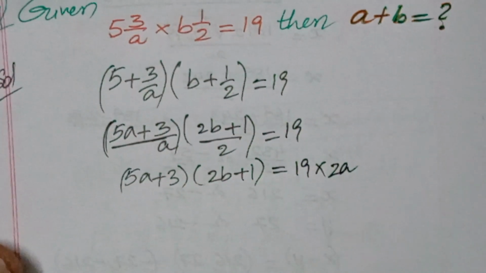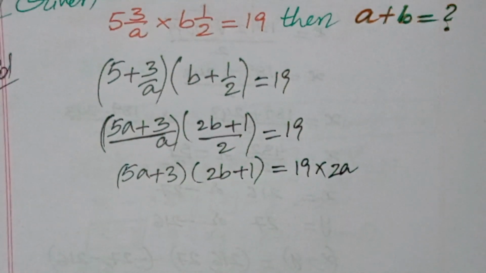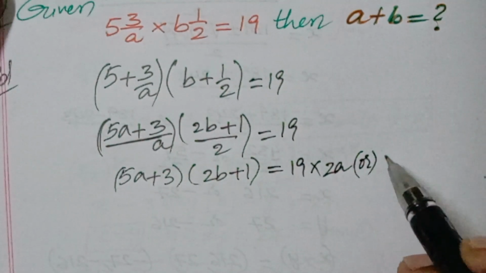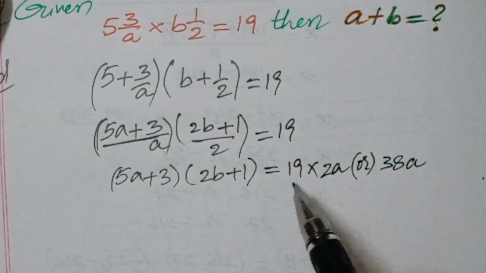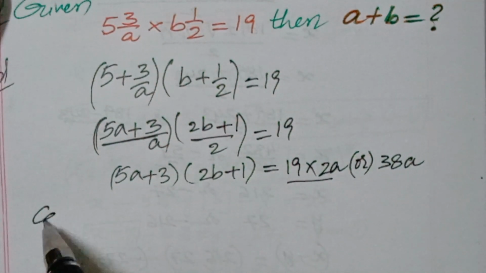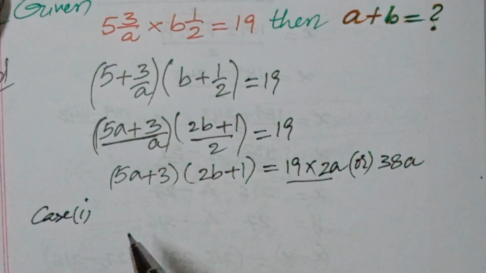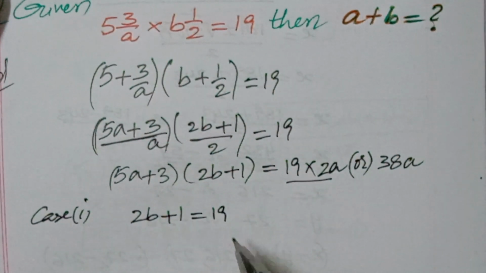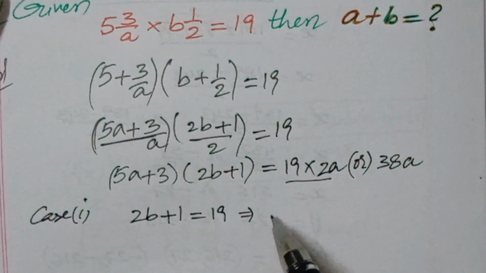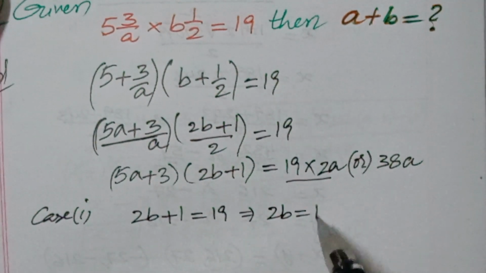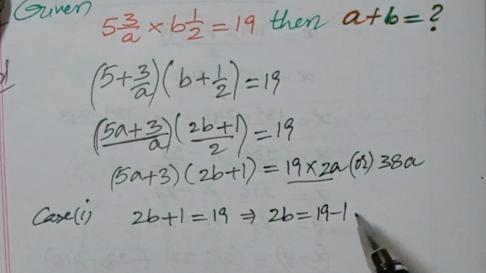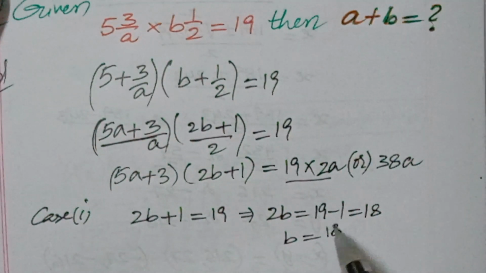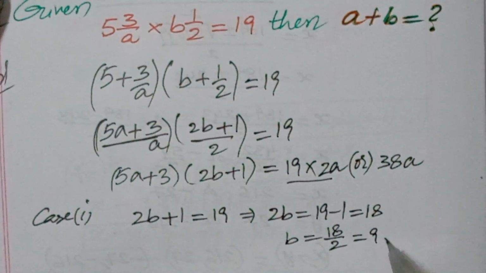Now here two cases will arise. Case 1, or you can write it as 38a, 19 into 2 is 38. So first, case 1: 2b + 1, I am taking 19. That implies 2b is equal to 19 minus 1. We are getting 18. b is equal to 18 by 2. We are getting 9 now.